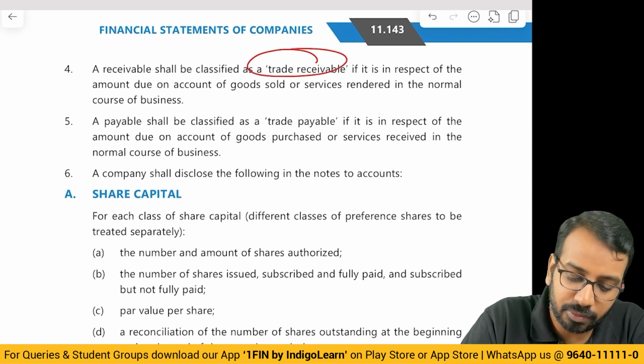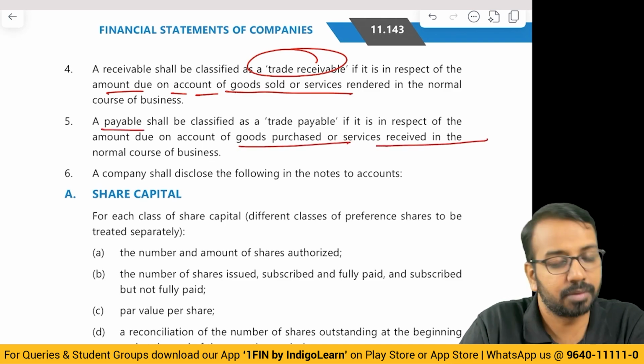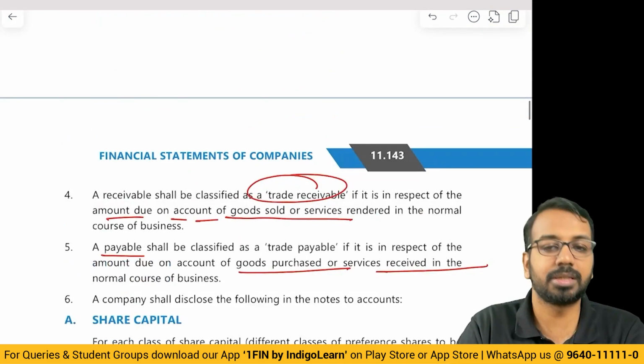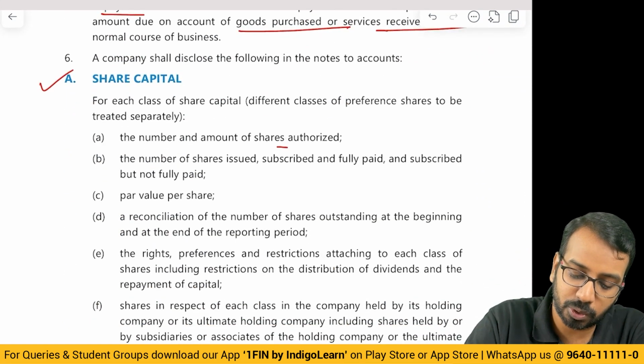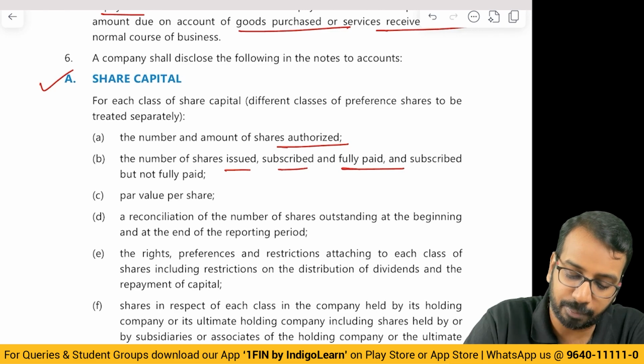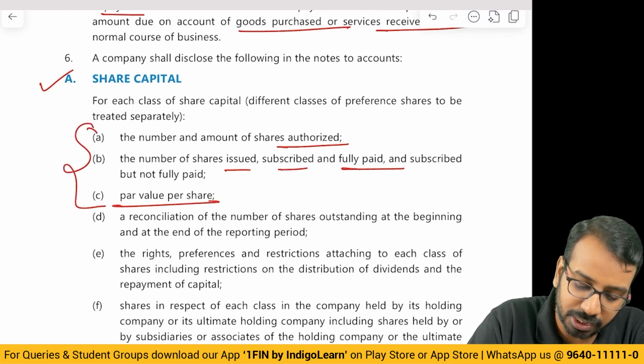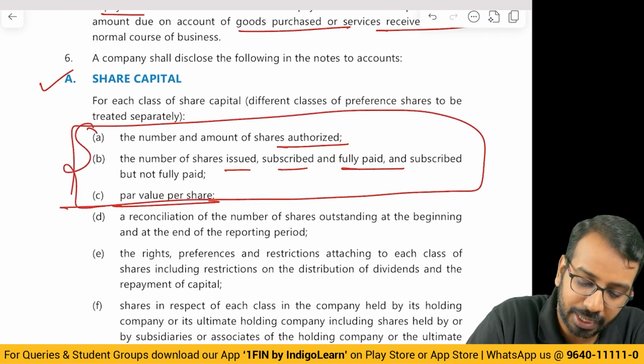Trade receivable is the amount due on account of goods sold or services rendered, and a trade payable is on account of goods purchased or services received. Okay. Now this is the general classification. Then, as far as share capital is concerned, you will disclose authorized, issued, subscribed, paid up, and par value. So this is generally what will be required for the examination.